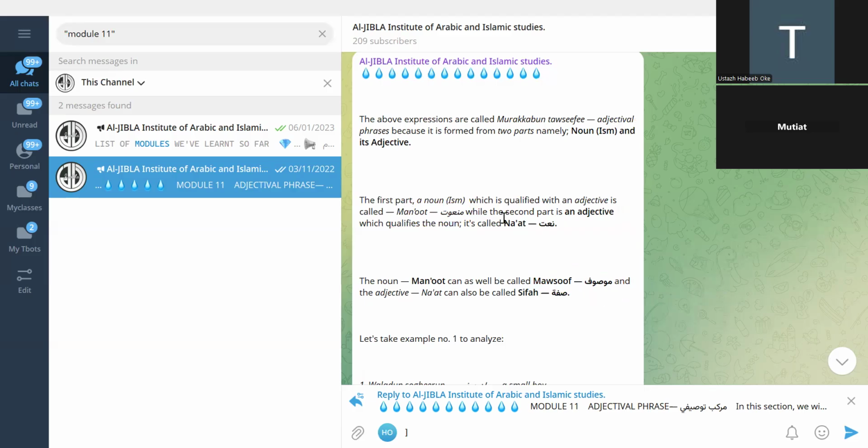Now, the second part, which is the adjective, is called sifa. It's called nat. Do you understand? It's called natun. Right? So it's called natun. Can you say that, please? Nat.